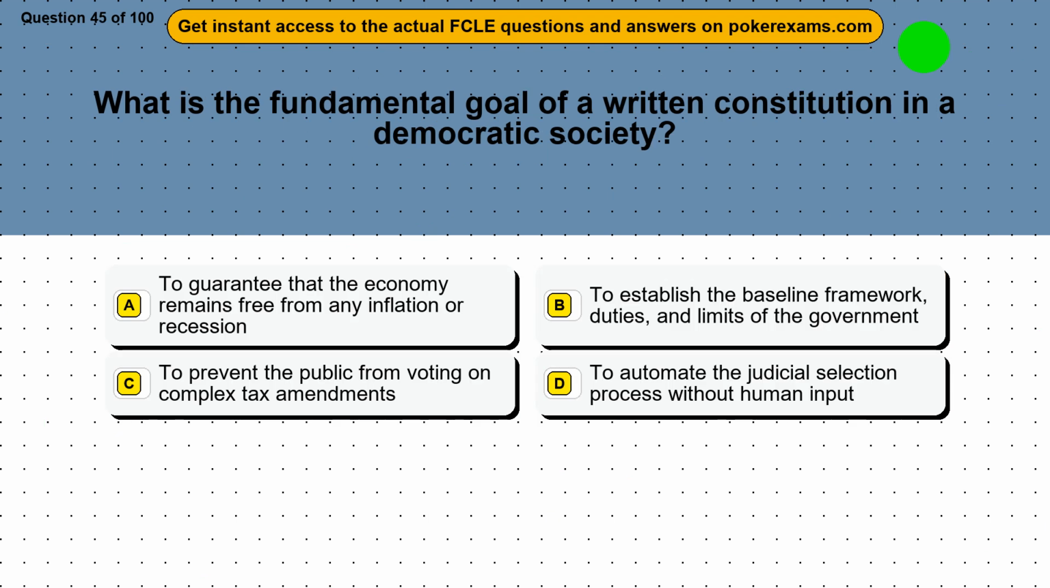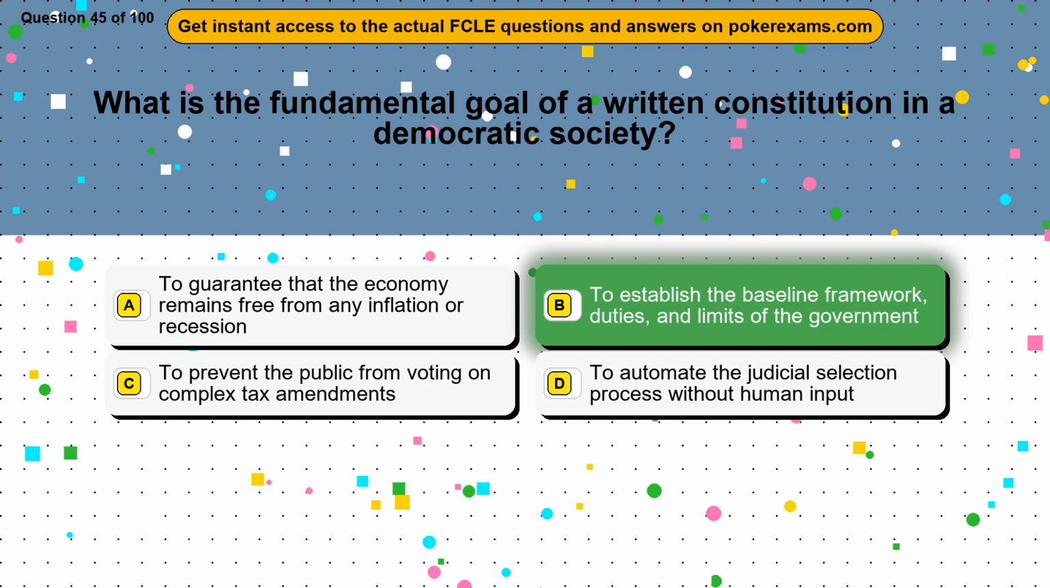Question 45. What is the fundamental goal of a written constitution in a democratic society? Option A, to guarantee that the economy remains free from any inflation or recession. Option B, to establish the baseline framework, duties, and limits of the government. Option C, to prevent the public from voting on complex tax amendments. Option D, to automate the judicial selection process without human input. The correct answer is option B, to establish the baseline framework, duties, and limits of the government.